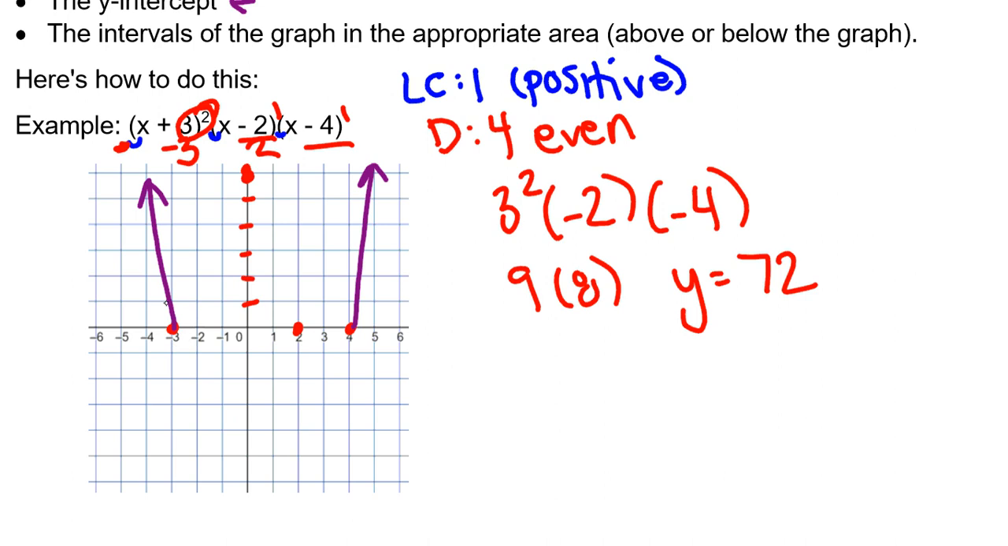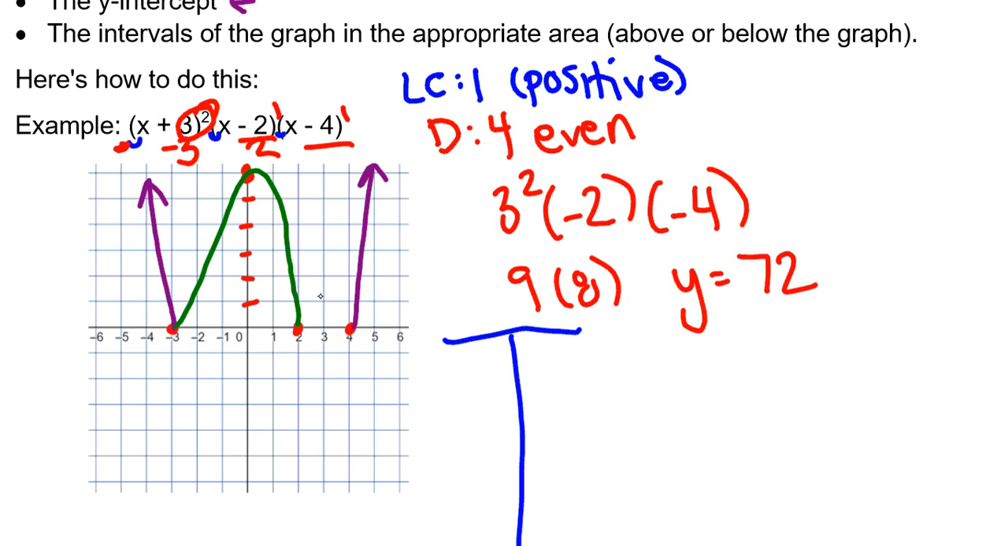So here's what I know about this. I might not know how high it goes. It might go higher on this side or higher on this side. We are not doing local minimums and local maximums. So again, it's going to go up and then it's going to go down. I'll show you a second way to figure out this second part in a second. So what I might want to know is what my graph is doing over here.